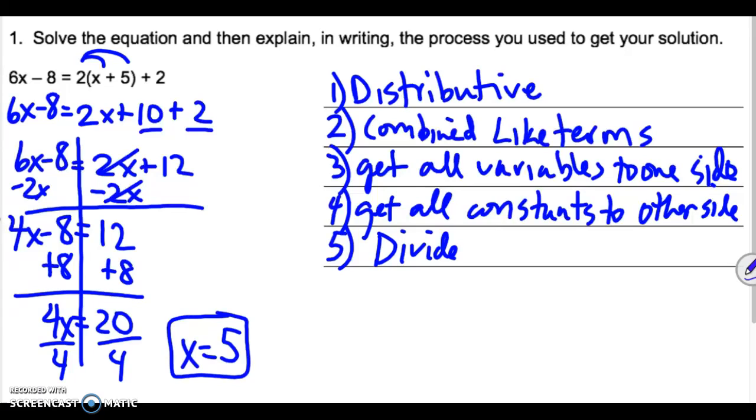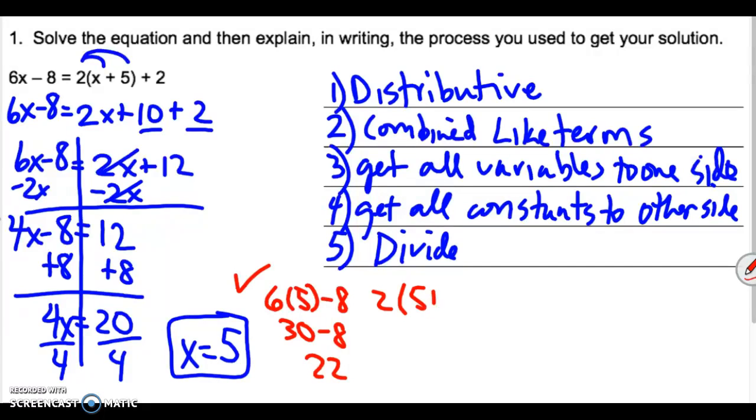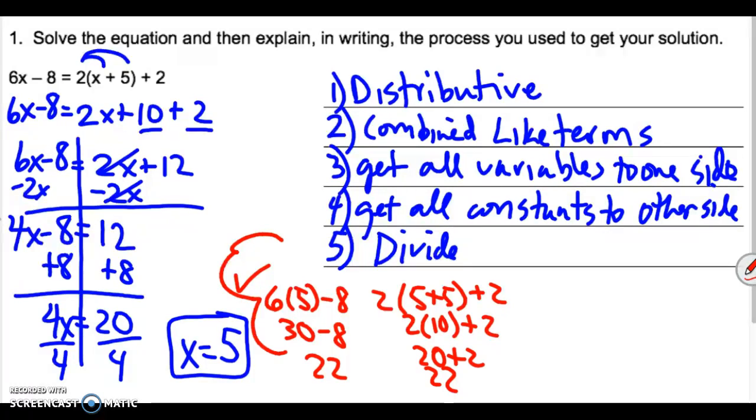We can also check our answer. That would be 22 on that side, because it would be 30 minus 8. And then 22 on the right side, because it would be 2 times 10 plus 2. So your check step may look a little bit like this: 6 times 5 minus 8. Called the check step, and then 2 times 5 plus 5 plus 2 would be 2 times 10 plus 2, which would be 22. So this is our check. We can say, yeah, we got the answer.